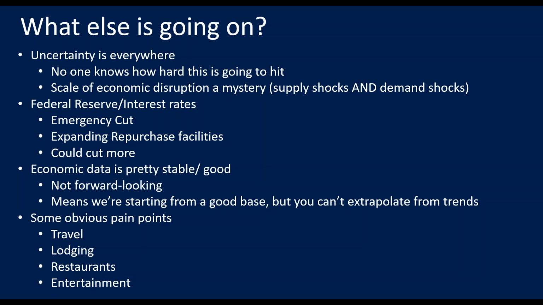But really, what the economic news we're getting right now means is we're starting from a good base, but because this is a weird sort of outside shock that came in, it's very difficult to extrapolate from trends in terms of what we're looking at here. And yeah, there are some obvious pain points. I mean, right now everything is down, right? Correlations get very high when people panic. They just sell everything and sort it out later. In terms of where the damage is, it's pretty obvious: travel, lodging, restaurants, entertainment, all of those sorts of things are going to get hit hard.